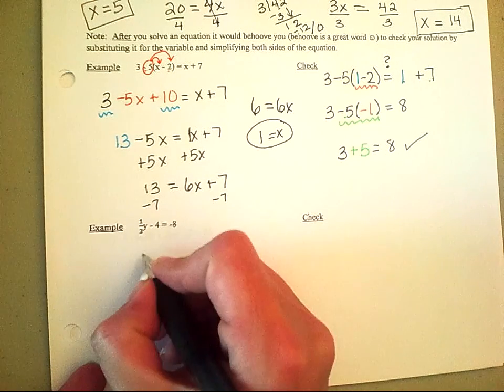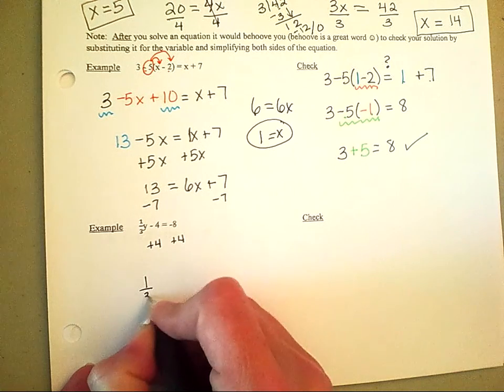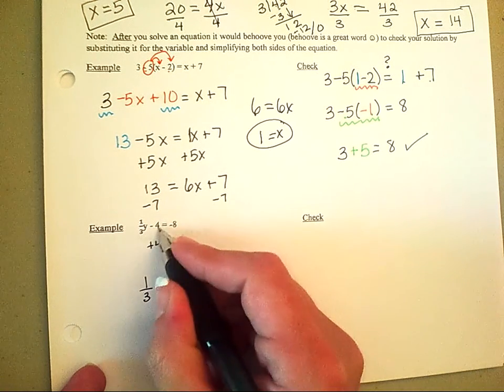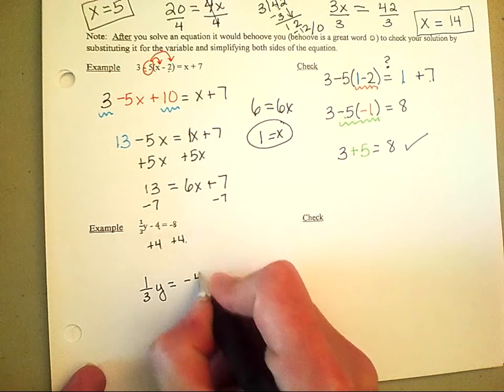Let's do this one. Let's add 4 to both sides. So we have 1/3 of y. Negative 4 plus 4 is 0. Negative 8 plus 4 is negative 4.